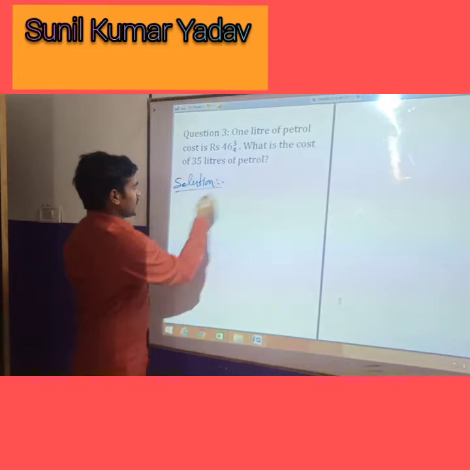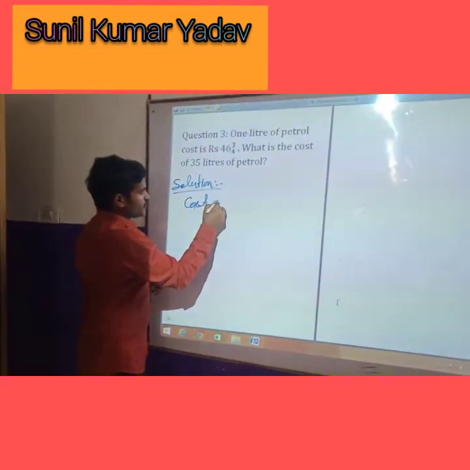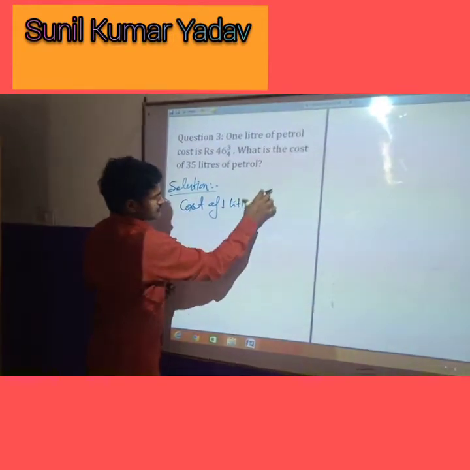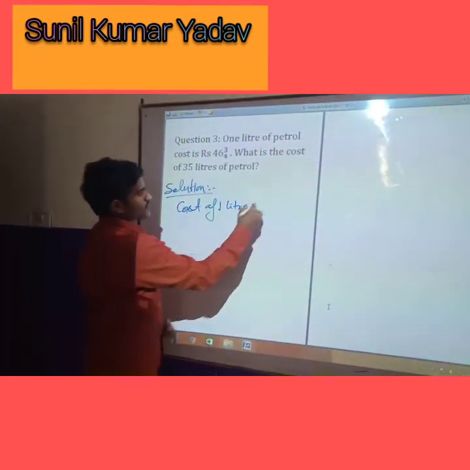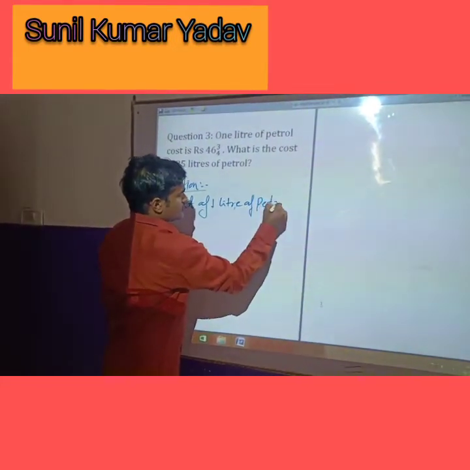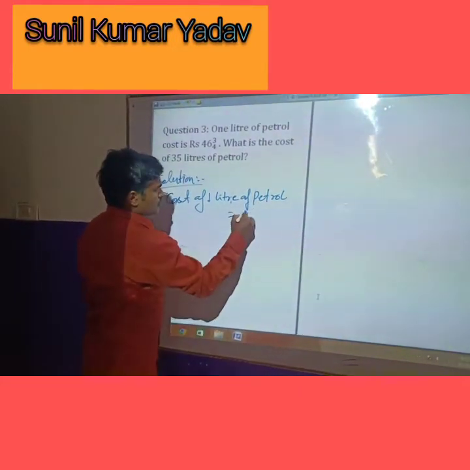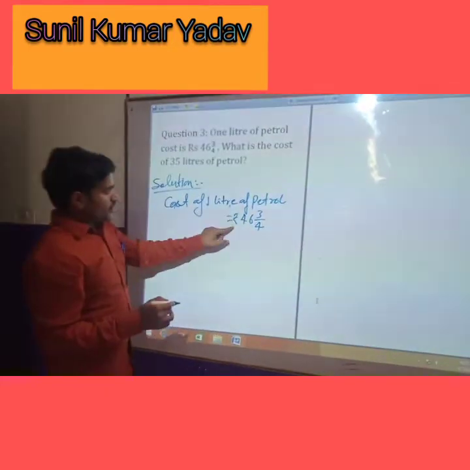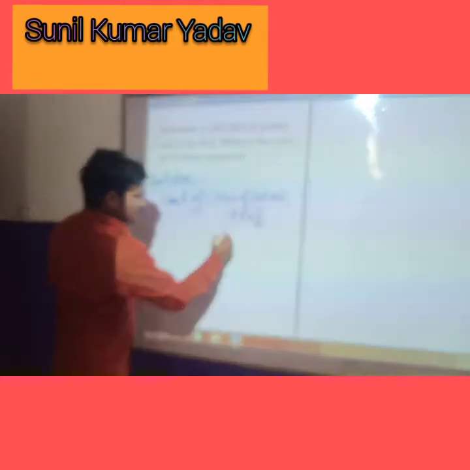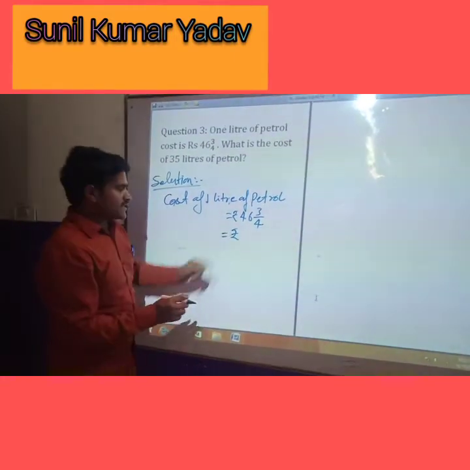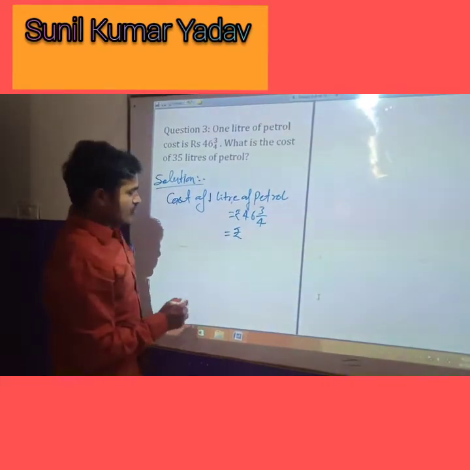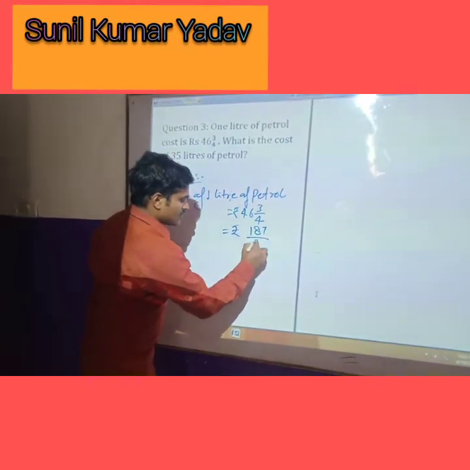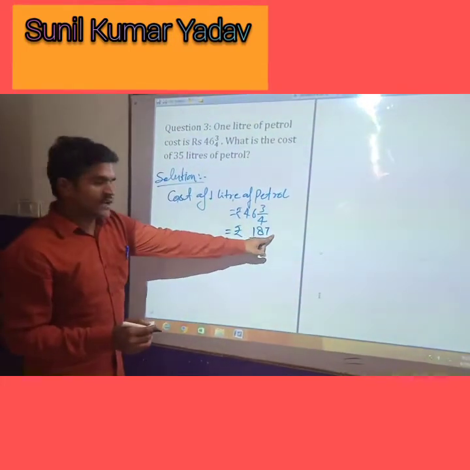Okay. So write down: cost of 1 liter of petrol is equal to 46 complete 3/4 rupees. So convert it into improper fraction. 46 multiplied by 4 would be 184, plus 3, 187/4. So cost of 1 liter of petrol is 187/4.